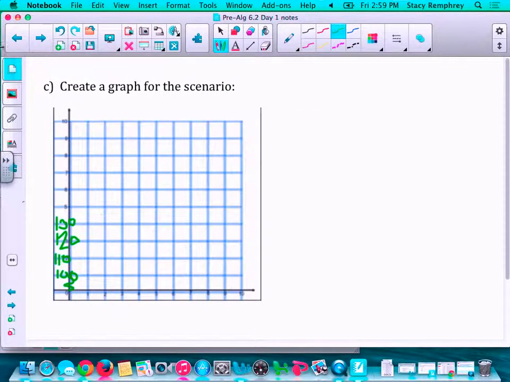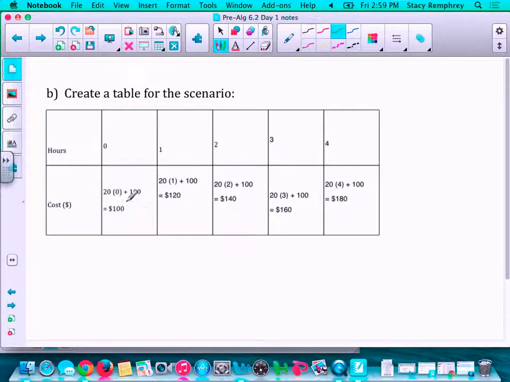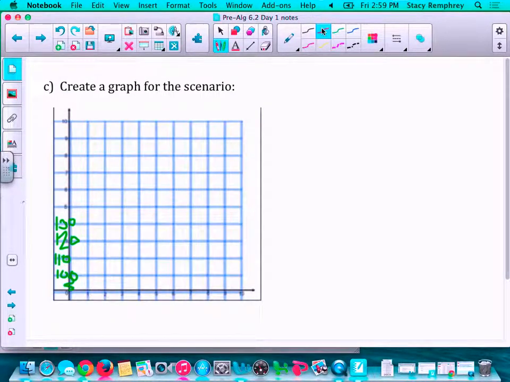Because look at my numbers over here. If I counted by ones, I'd have to go up 100. Oh, that's a pain. So now I'm going to plot my points. I had over 0, up 100. My input was 0, my output was 100. When I input 1, I got back 120. When I input 2, I got back 140. 3 was 160, and 4 was 180. And again, you can fill them in on your paper.